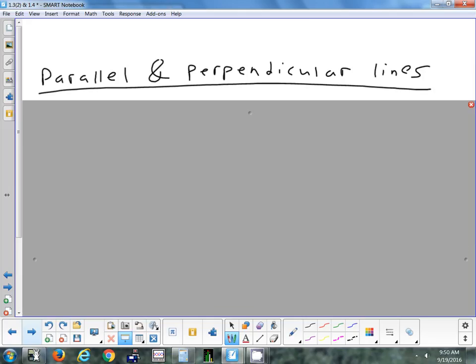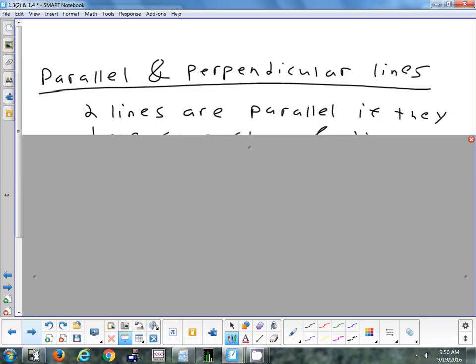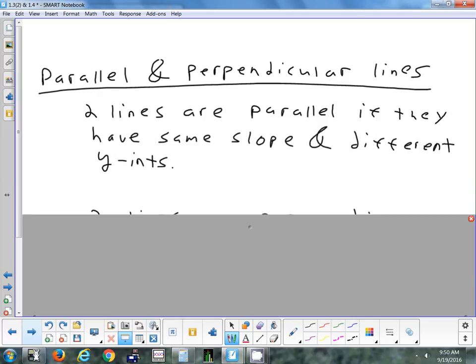Okay, what do we know about parallel lines? Parallel lines have the same what? Slope. Same slope and different... Because if you just had two lines with, say, the same slope and the same something else, they would be the same line. But it's got to have a different y-intercept. Same slope, different y-intercept.